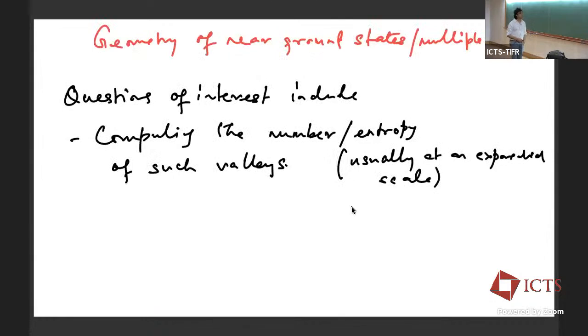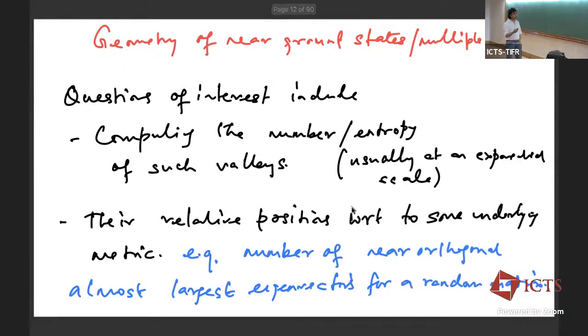So what are some of the questions that you can ask about the geometry of such landscapes? One would be to compute the number of such multiple valleys. Of course, usually there are many of them, so the right way to formulate that is to compute the entropy, or compute the number at an exponential scale. Usually there will be exponentially many valleys, and you want to compute, in some sense, the entropy of that.